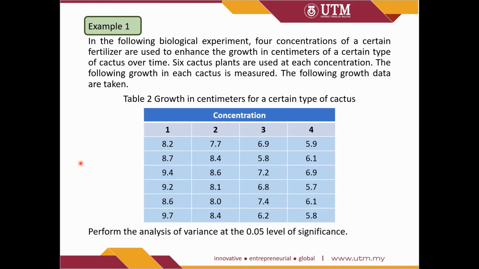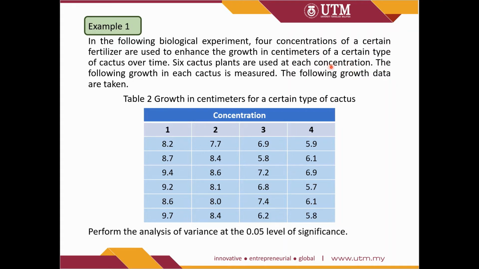So now let's go through the first example. In the following biological experiment, 4 concentrations of a certain fertilizer are used to enhance the growth, in centimeters, of a certain type of cactus over time. So we have 6 cactus plants used at each concentration. The growth of each cactus is measured.